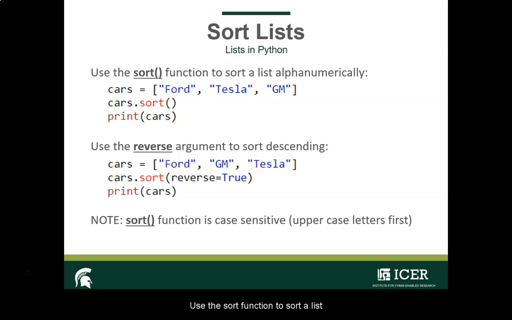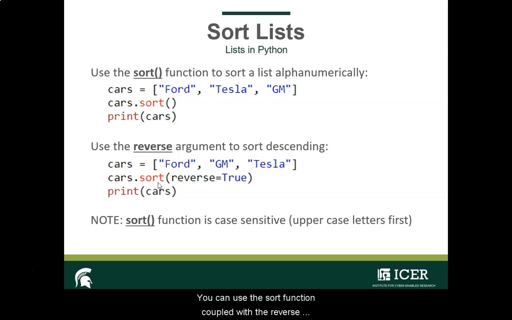Use the sort function to sort a list alphanumerically. So here, I've slightly changed the order of my cars list, so you can run this demonstration in Python yourself and see that it works.